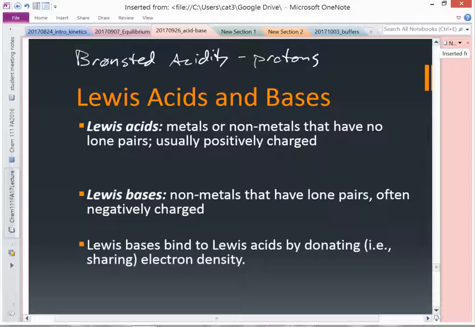I put up the rules of thumb for charge, but they're not hard and fast. There are exceptions to those. So go with the lone pairs.